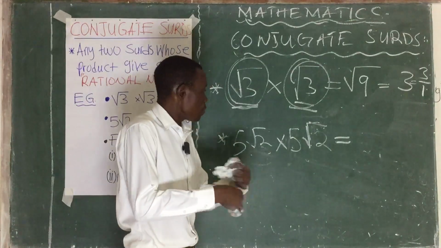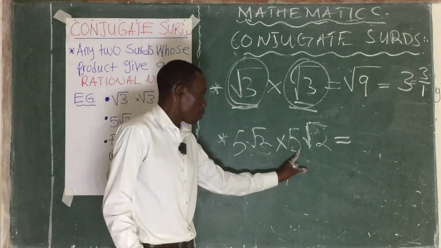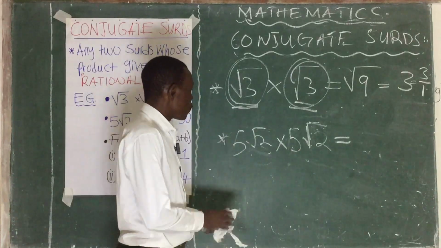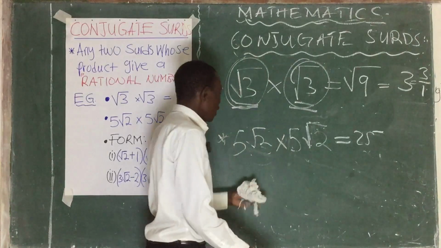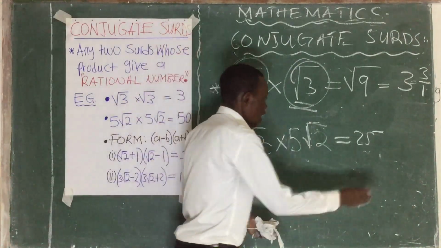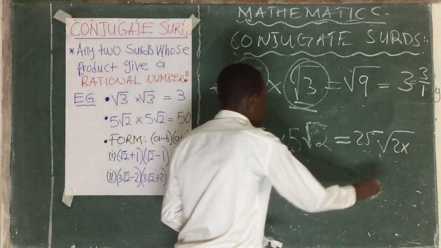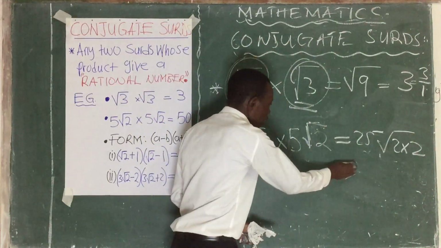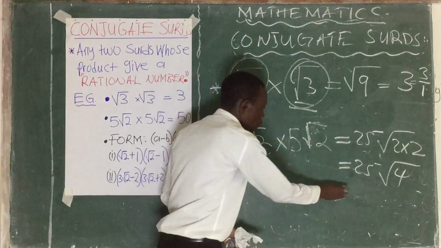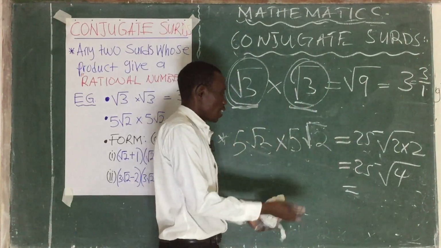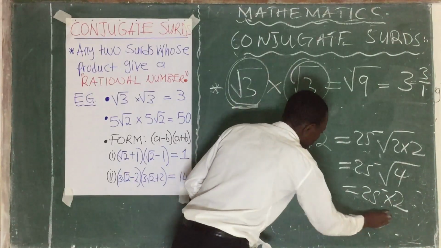By the previous discussion we had in the multiplication of surds, we said numbers can multiply by themselves. It means here we have got 5 times 5. We get 25. And again, root 2 times root 2 is as good as root of 4, which is 2. At the end, you have got 25 times what? 2.